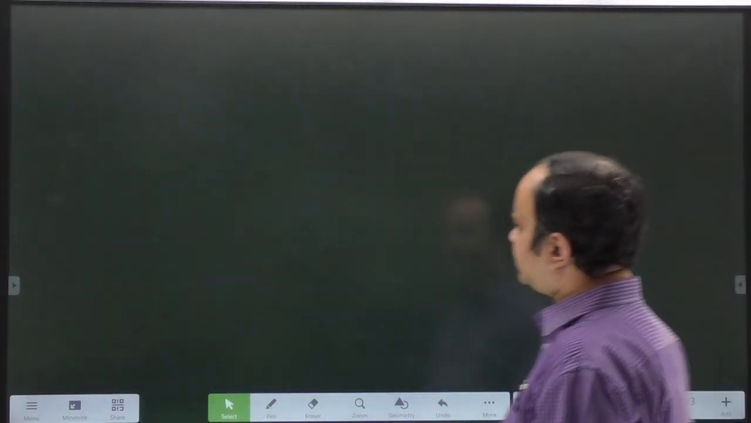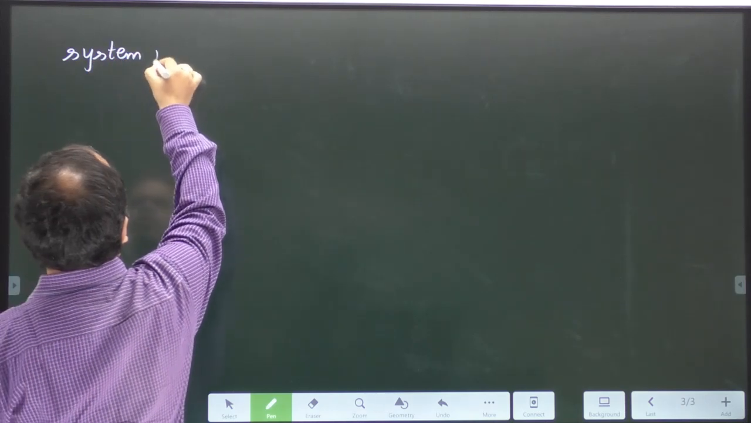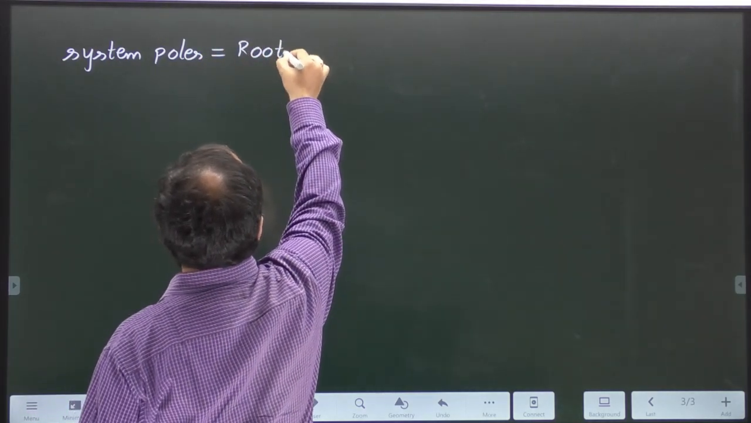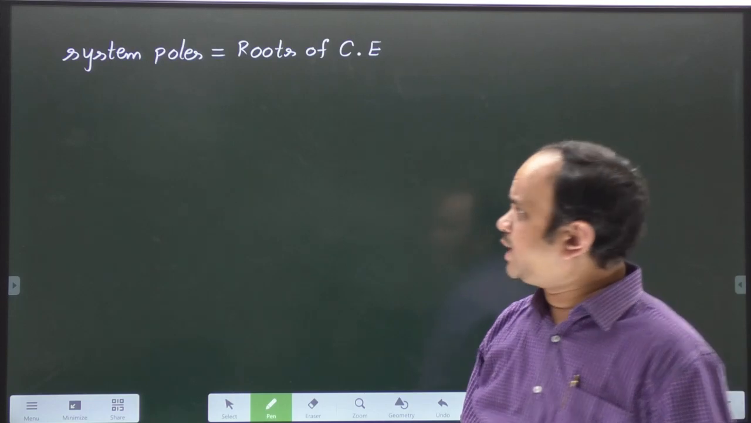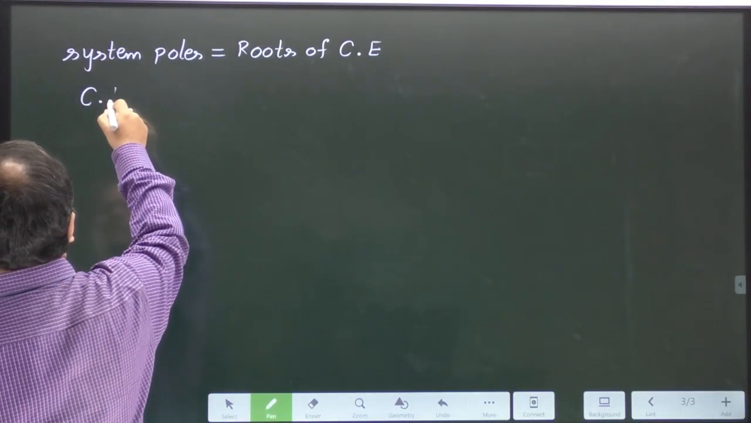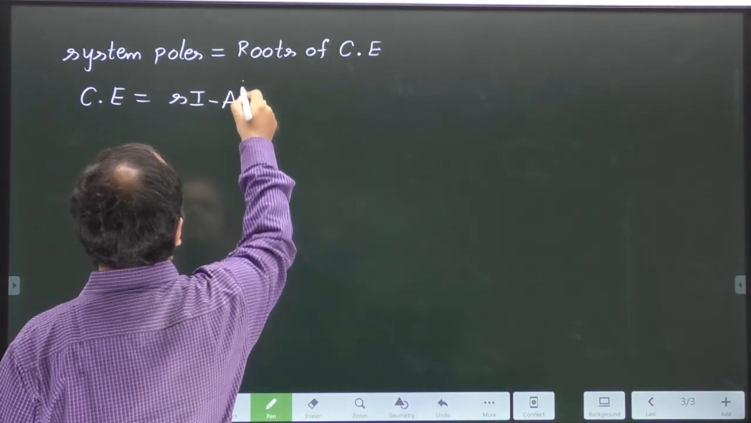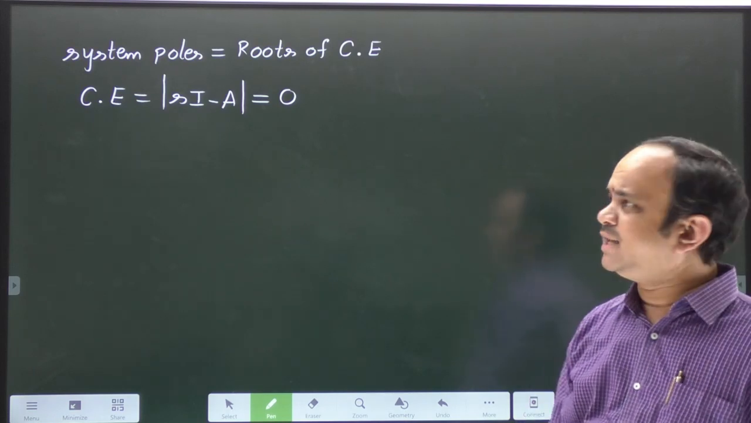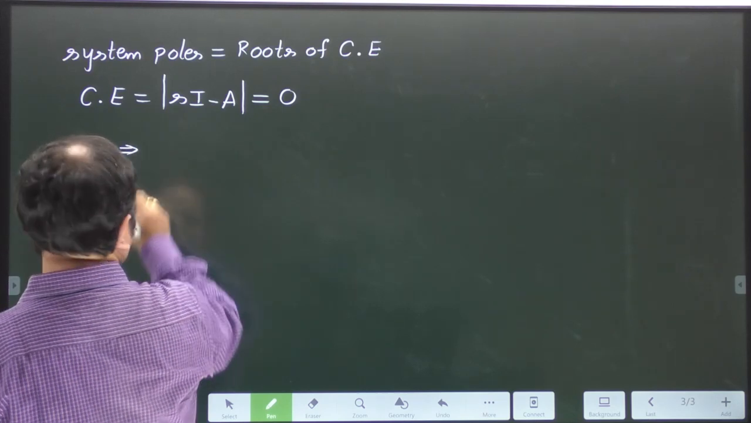Now let us calculate quickly here. System poles is equal to roots of the characteristic equation. So what is the characteristic equation here? Characteristic equation is the determinant of sI minus A matrix. If you equate it to 0, then that is called the characteristic equation. So what is sI minus A? First let us calculate.